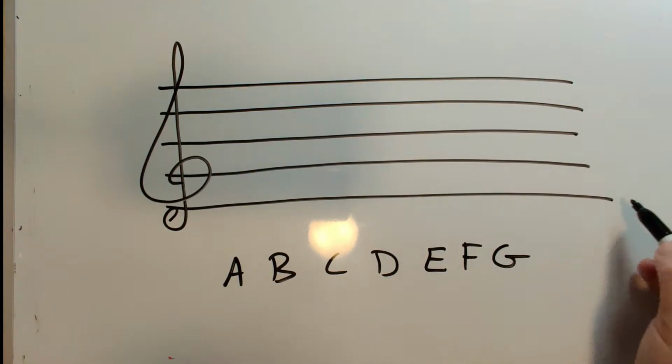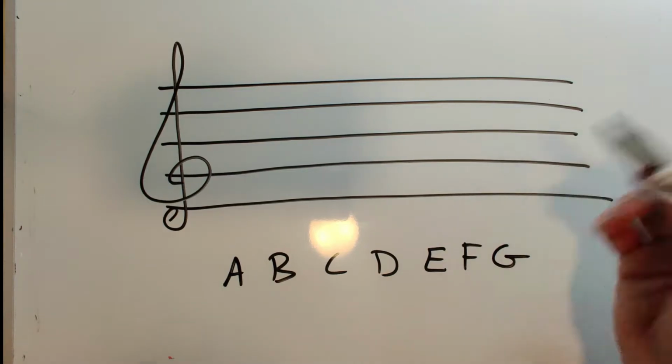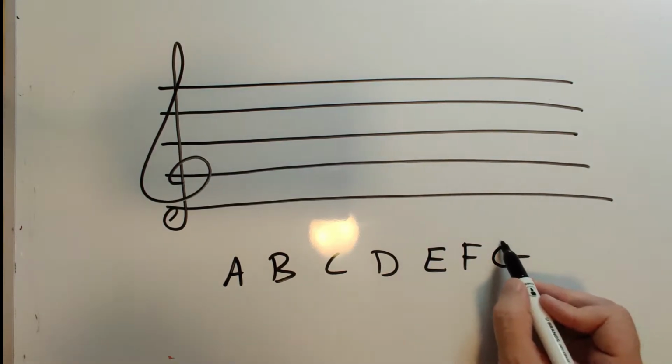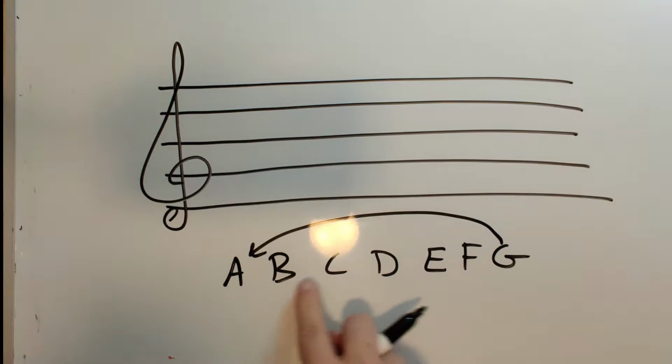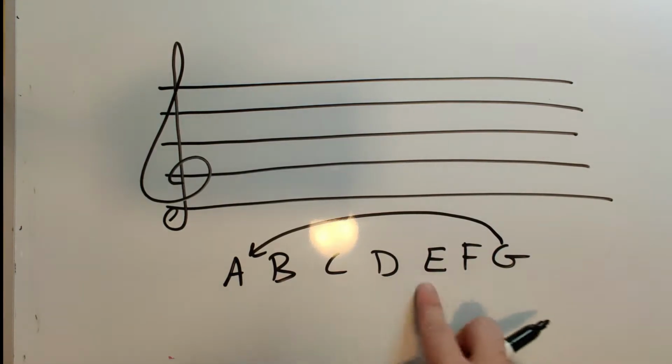You're telling me, Mr. Bailey, that doesn't make sense. We have a lot of lines and spaces. That's more than 7 letters. True. So after G, we're always going to go back to A. A, B, C, D, E, F, G. A, B, C, D, E, F, G.